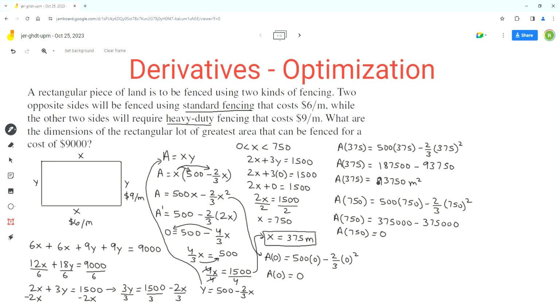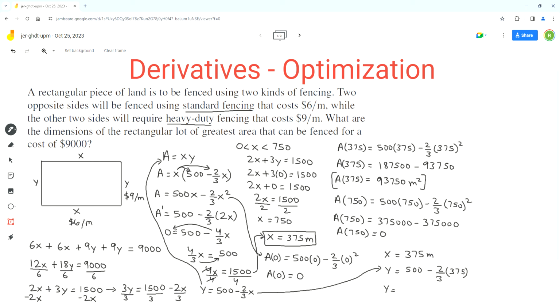Now we have to find the dimensions for greatest area, and we got that for x equals 375. So the final answer will be x equals 375 meters. Now for dimensions, we also have to find the y value, and for that we'll use the equation in which we isolated y, and that's this one. So y equals 500 minus 2 over 3, and we'll sub in x as 375. So now we have to evaluate this expression.